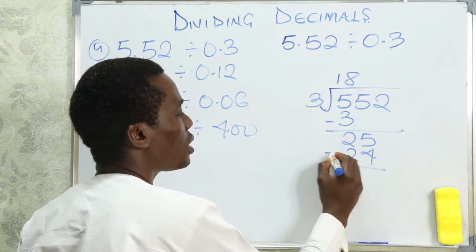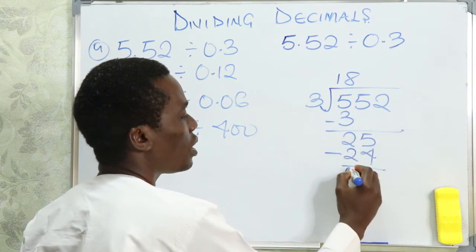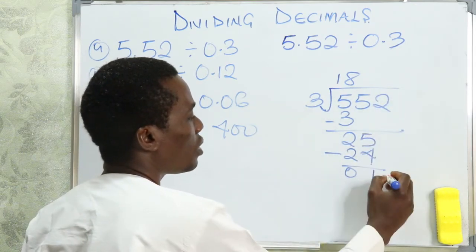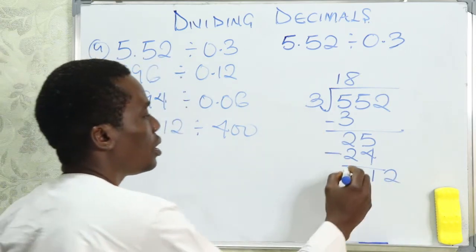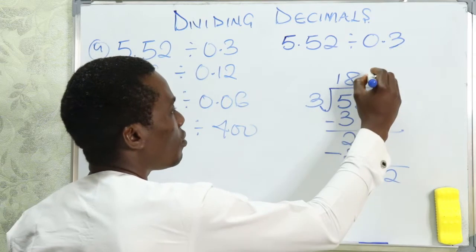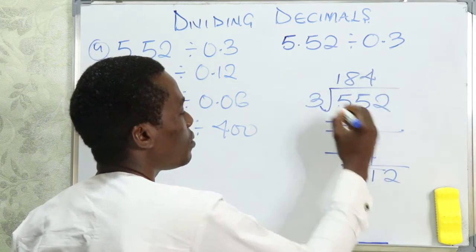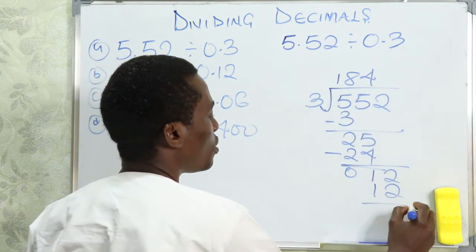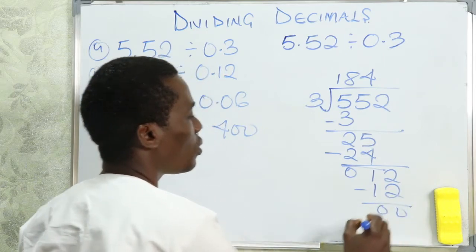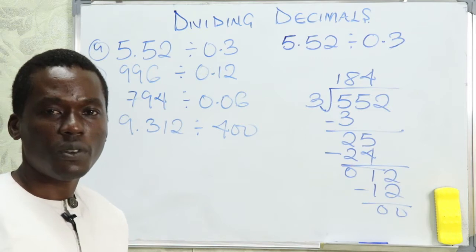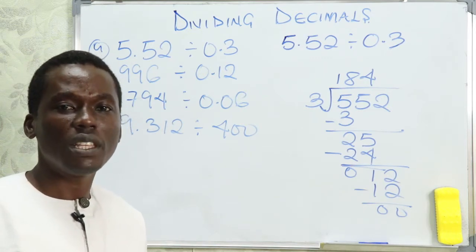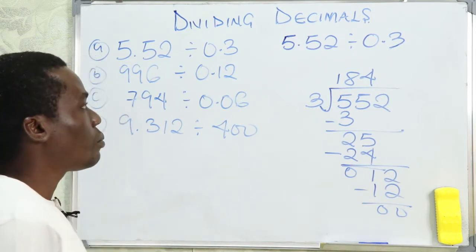That will give you what? 24. If you subtract this, you're going to have 0 here, and then you have 1. You bring down this what? 2. Right? 12 divided by 3 will give you what? That will give you 4. Right? 4 times 3 will give you what? 12. So if you subtract this, you have 0 and what? 0. So your result is what? 18.4. So now how do we fit in the decimal after this division?